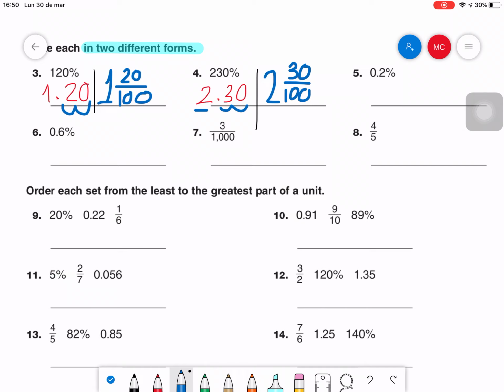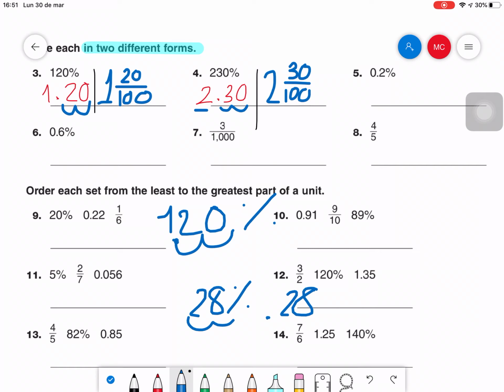Next one, it says 0.2%. Okay, that's different. We hadn't seen that before, so you will do the same. What you will do is counting the zeros, okay? I want to change that into a decimal, so I move the point. If you have, for example, 120%, you move the point from here and it was 1.20, or for example when you had 28%, it was 0.28. It will be the same in this one. You need to move the point 2 times because it's percent, and percent has 2 zeros, so 1 and 2.